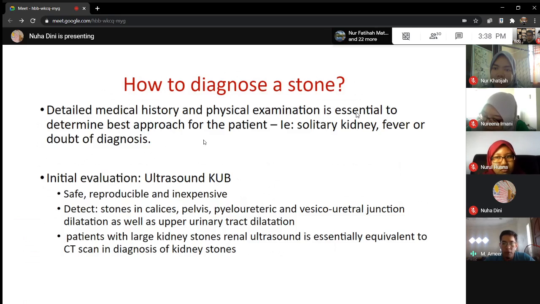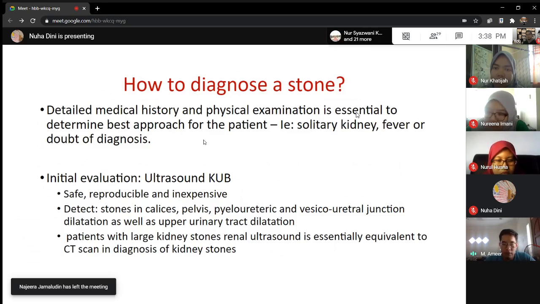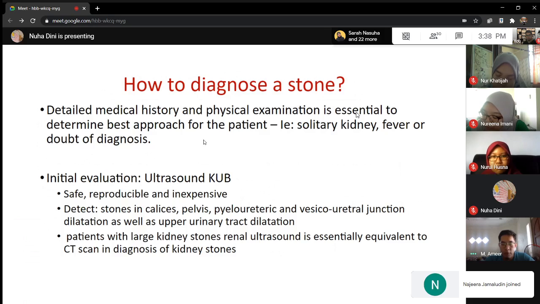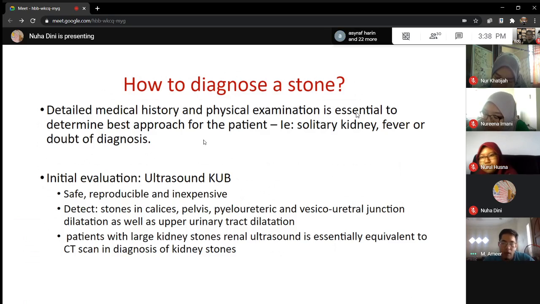Okay, the way we diagnose a stone, like my friend explained just now, first is based on a detailed history and physical examination. Next, usually we will do imaging to confirm the stone. The common initial evaluation in a patient that we suspect has a stone is ultrasound, because ultrasound is safe, the results are reproducible and it is inexpensive.